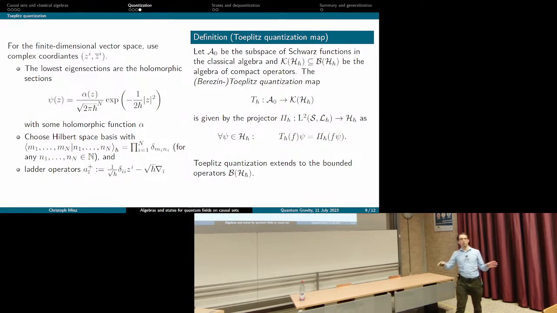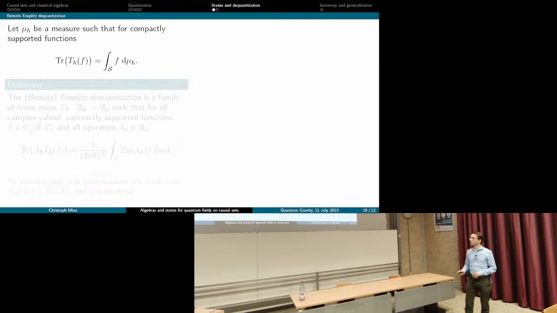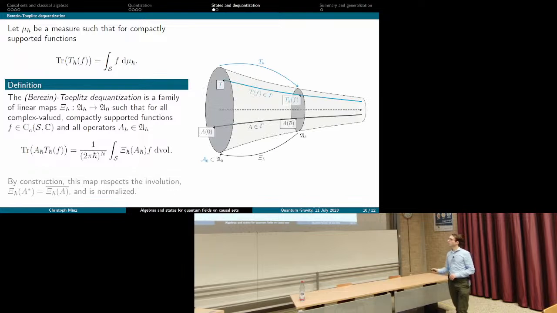But I actually want to also construct states on that. This is the other very important thing in algebraic quantum field theory: you want to have states. So I define a measure that is then used in the next step to define the dual operation to this quantization. We have seen this Toeplitz quantization, which starts from our classical algebra, that I've represented with this disk here, and maps it into some quantum algebra, and you can imagine multiple quantum algebras with different parameters h bar.